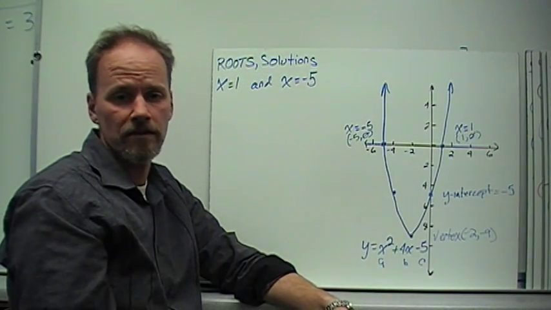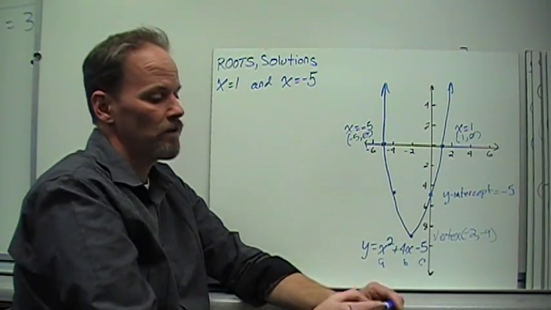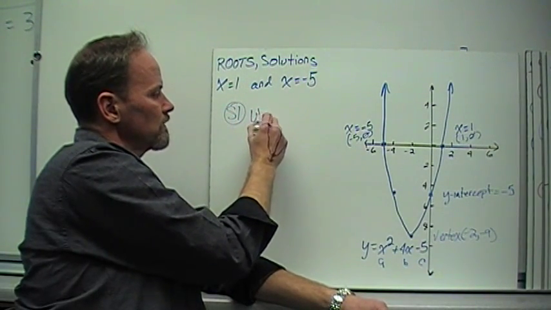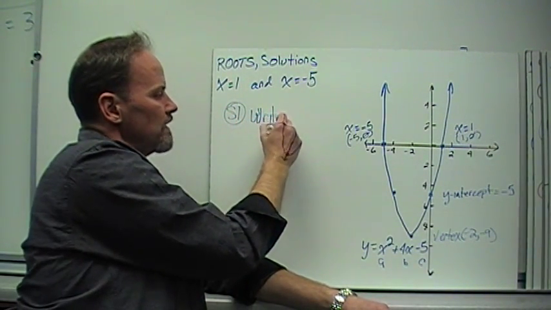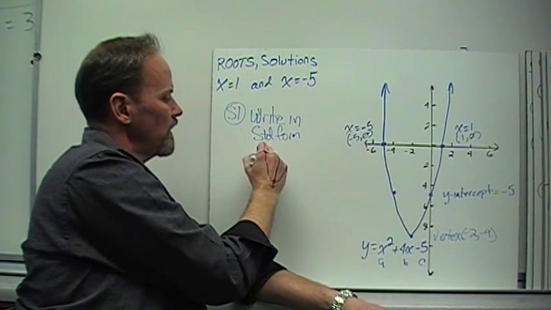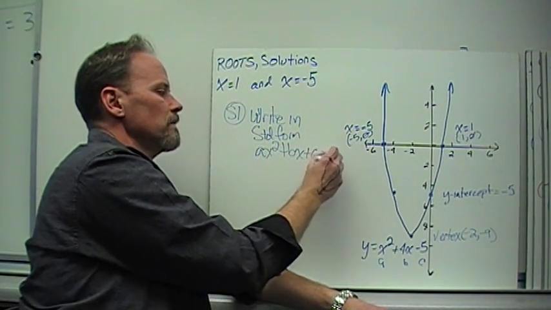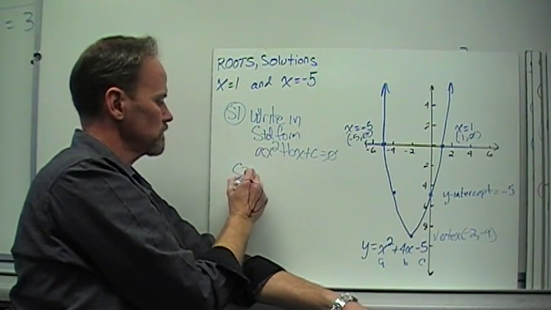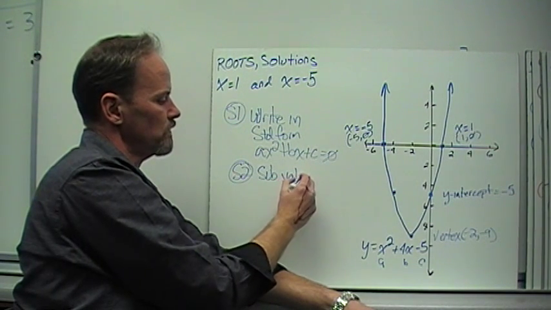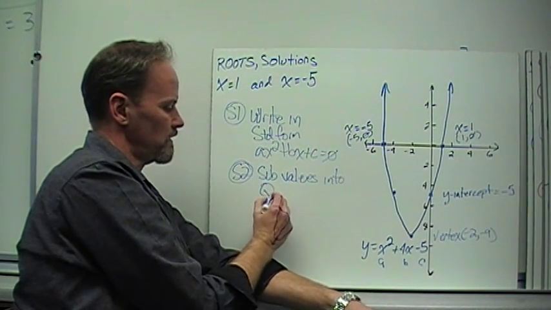Using the quadratic formula to solve an equation. Find your ABC. So we can sum this up. Step 1. Write, wow, that's a horrible W. Write in standard form ax squared plus bx plus c equals 0. Step 2, sub the values into the quadratic formula.